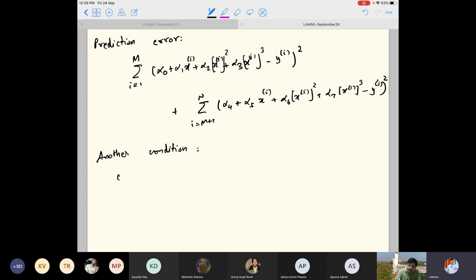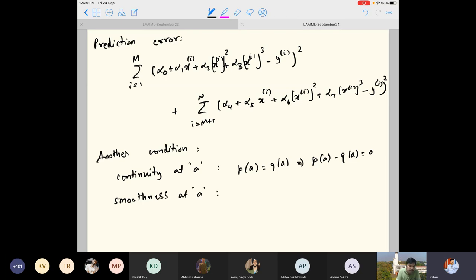What is the condition? Continuity. Continuity at A means that P(A) has to be equal to Q(A), which basically means that P(A) minus Q(A) has to be equal to 0. And what is the other condition? The other condition is smoothness.